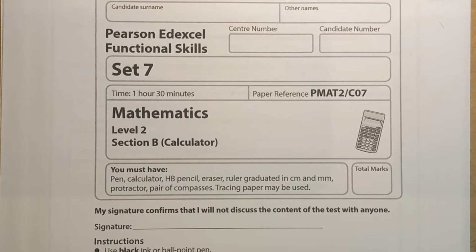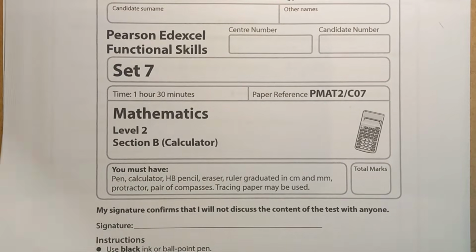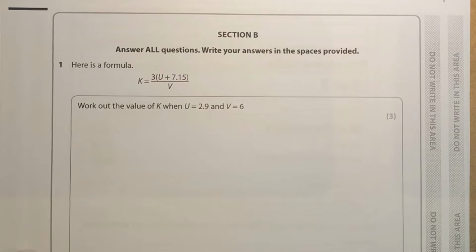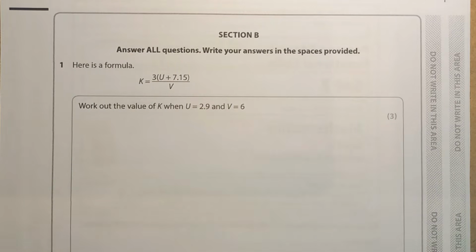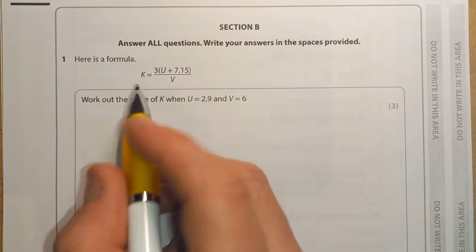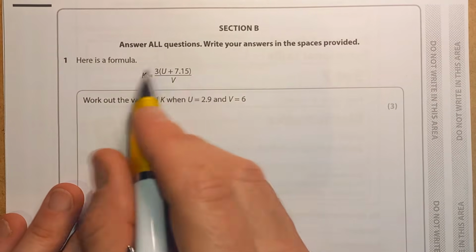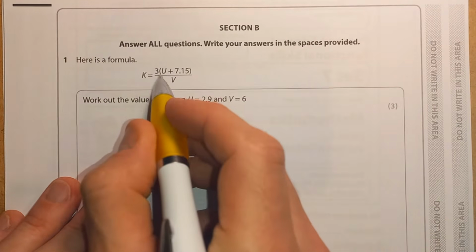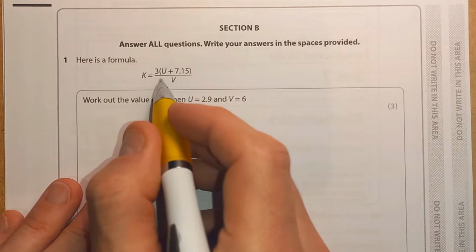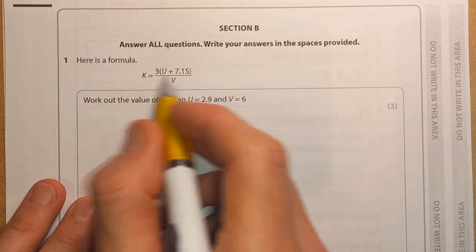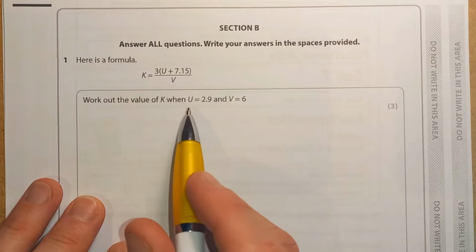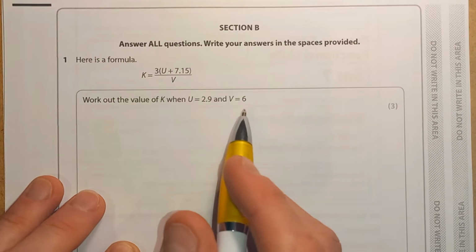So now let's have a look at the calculator section. Question 1. Here is a formula. We've got k equals, and on the top of the fraction we've got 3 and then brackets, which hopefully we know means times, so it's 3 times (u plus 7.15), and all of that is over v. Work out the value of k when u equals 2.9 and v equals 6.